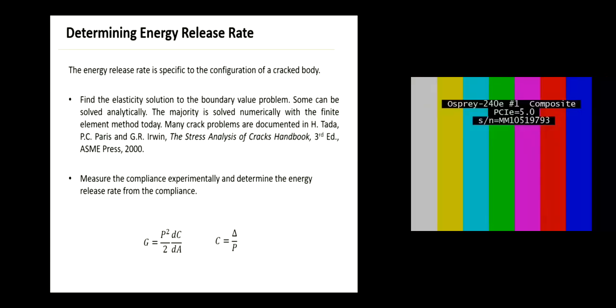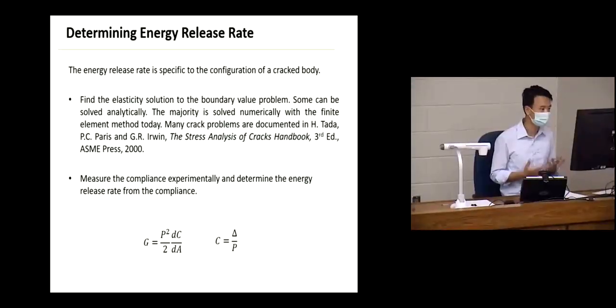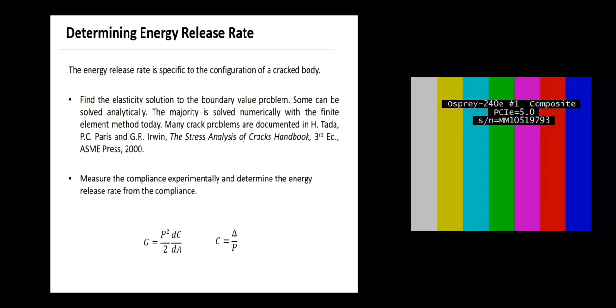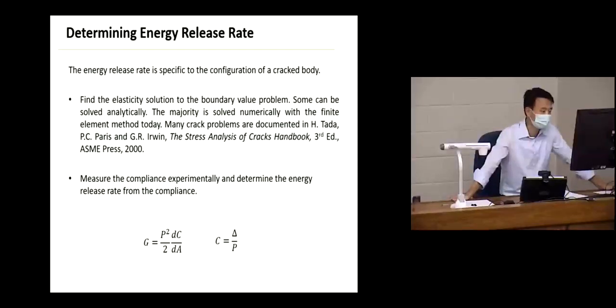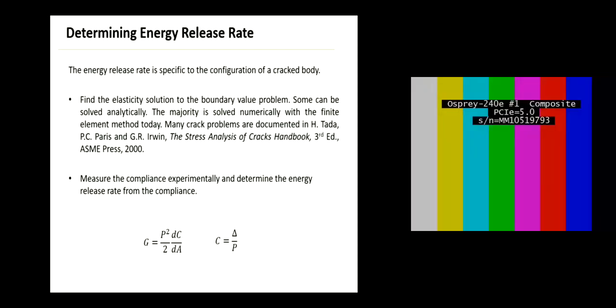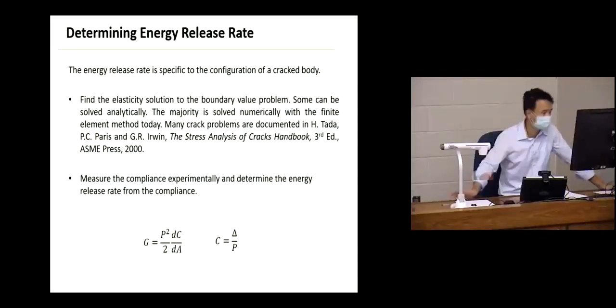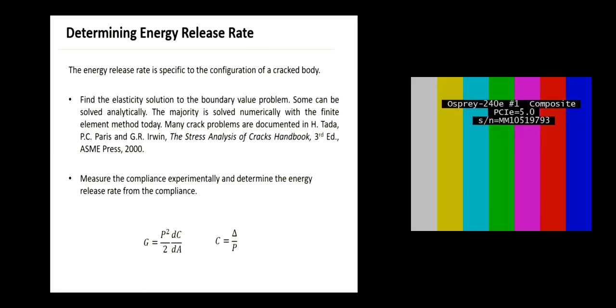Now, we know that the energy release rate involves solving a boundary value problem, right? It's an elastic body with a pre-existing crack. We just need to find the elasticity solution to it. For Griffith and for Inglis, they found the solution to the elliptical flaw. And in your homework, you are finding out the same problems with finite element analysis. So really, these are the two main ways of finding the energy release rate.